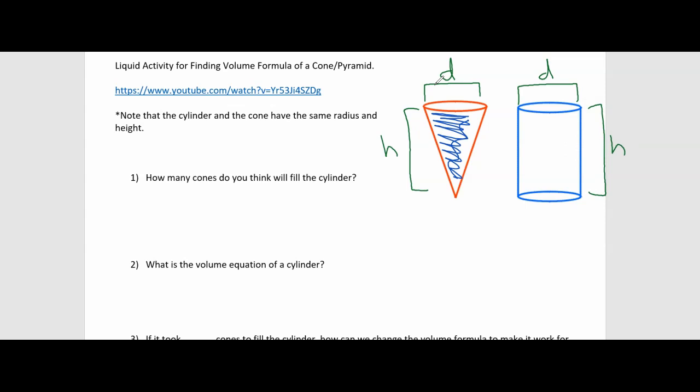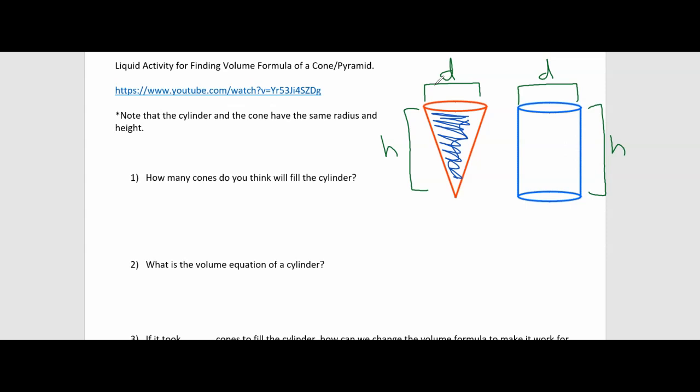They're going to fill a cone with water, and they're going to pour that cone into the cylinder. And they're going to see how many cones it takes to fill up the cylinder. There are some things we need to know before we start watching. The cone and the cylinder have the same diameter, or the same radius. They also have the same height. So they have the same exact dimensions, except one's a cone, one's a cylinder.